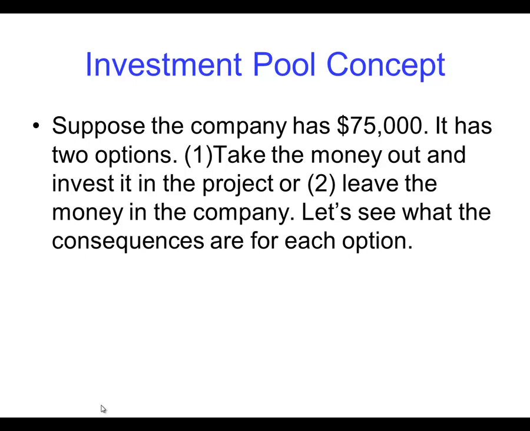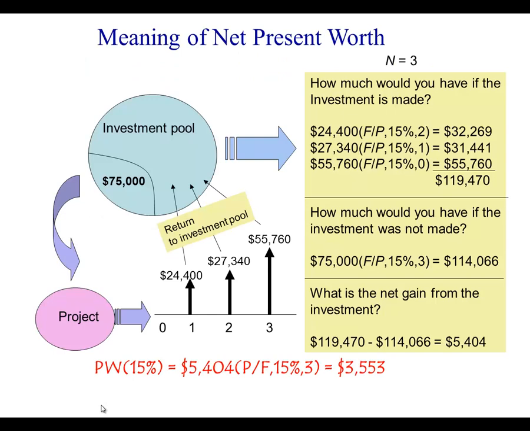If we go back to the Tiger Machine Tool Company, who wanted to look at the option of buying a machine for $75,000, the example that we just did. If they use that money from the money pool and invest in the new machine, we would like to see what the consequences are. And at the same time, if they left the money in the pool for 3 years, what are the consequences, and see if we can assist the company in making the proper decision.